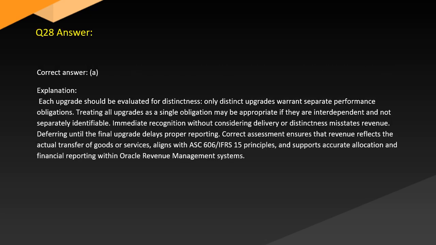Answer. Correct answer: A. Explanation. Each upgrade should be evaluated for distinctness. Only distinct upgrades warrant separate performance obligations. Treating all upgrades as a single obligation may be appropriate if they are interdependent and not separately identifiable. Immediate recognition without considering delivery or distinctness misstates revenue. Deferring until the final upgrade delays proper reporting. Correct assessment ensures revenue reflects the actual transfer of goods or services, aligns with ASC 606 IFRS 15 principles, and supports accurate allocation and financial reporting within Oracle Revenue Management systems.